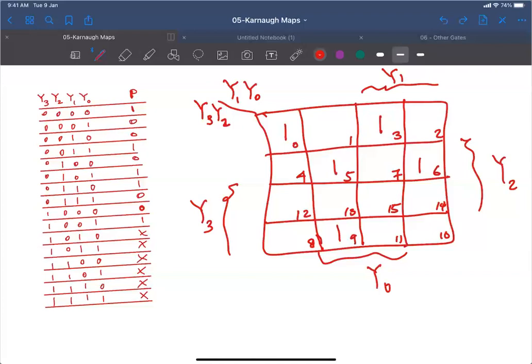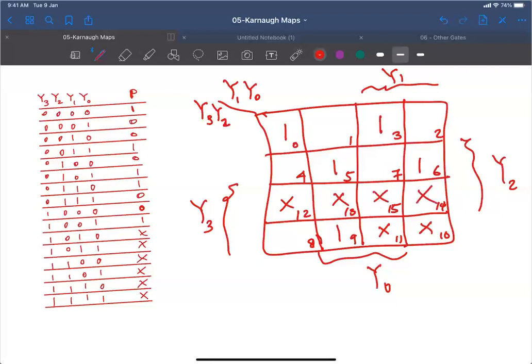Which will have how many literals in this case? 5 literals. 5 times 4, actually, which is 20 literals, okay? So 5 minterms, but every minterm contains 4 literals, and that's 20 literals in total. But luckily, we have these don't cares here to help us get rid of some of the literals.